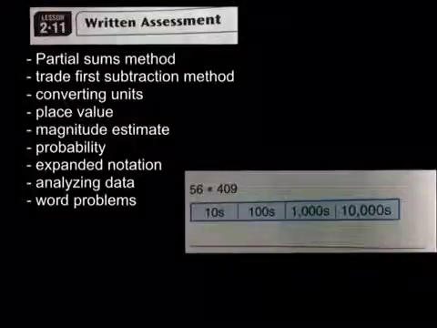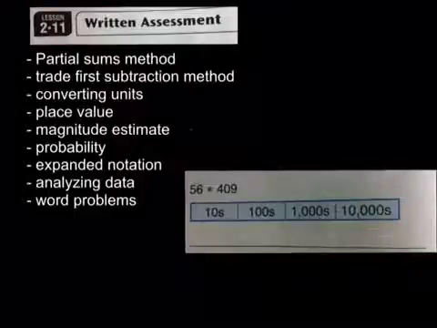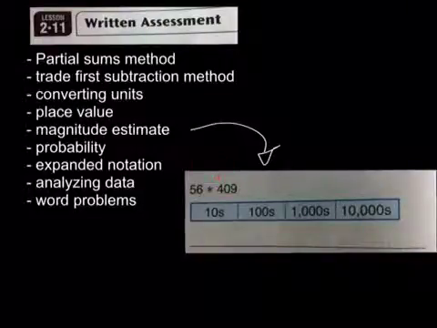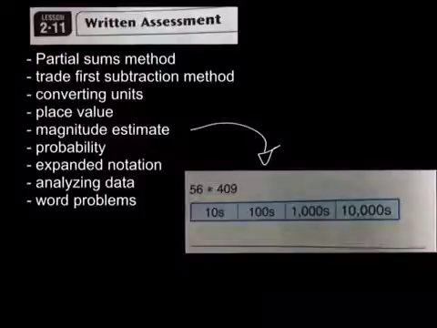Now we're going to look at making a magnitude estimate. First, we look at the number. We have 56 times 409. We round these numbers so that we can make an estimate. Okay, so let's see it.